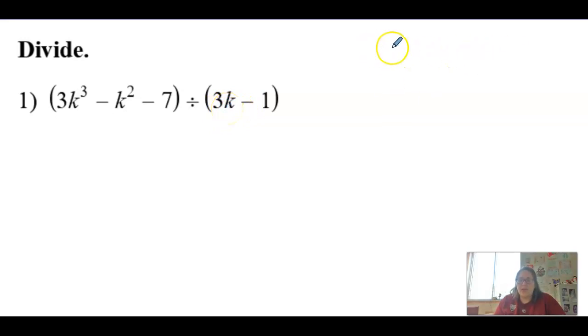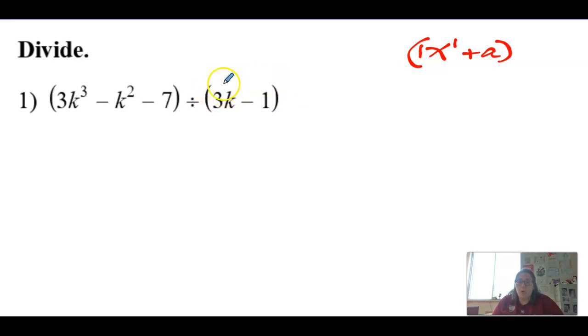Now, normally we can only use synthetic for a linear binomial, meaning 1x to the first power and then plus or minus something. So I'll just put x plus a. Usually if it's 1x plus or minus something, that's when we use synthetic. Because we set our divisor equal to 0, we change the sign of this value to solve. So normally synthetic would not be an option for this problem. But here's the hack. Here's what you can do.